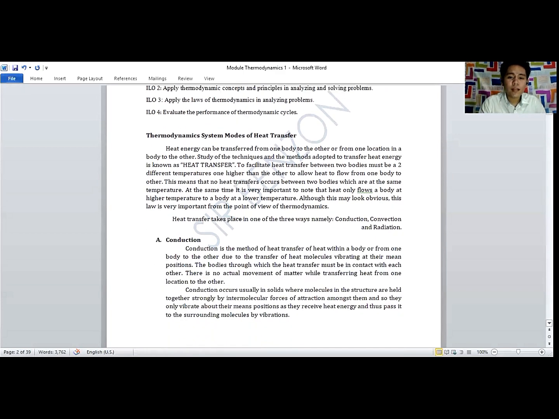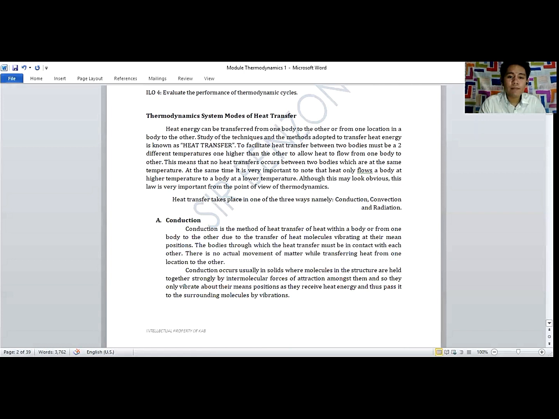Next, thermodynamic system modes of heat transfer. Heat energy can be transferred from one body to the other or from one location in the body to the other. The study of the techniques and methods adopted to transfer heat energy is known as heat transfer. To facilitate heat transfer, the two bodies must be at different temperatures, one higher than the other, to allow heat to flow from one body to the other.